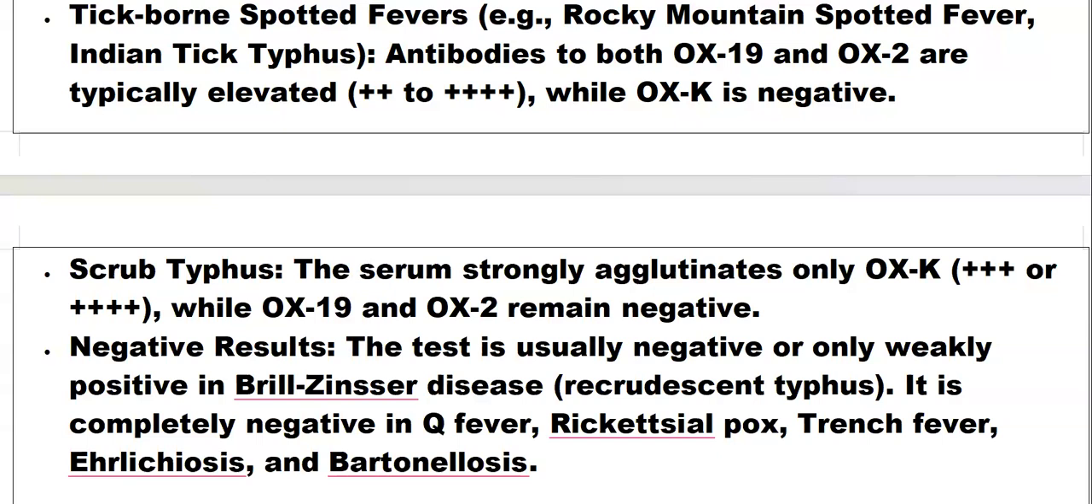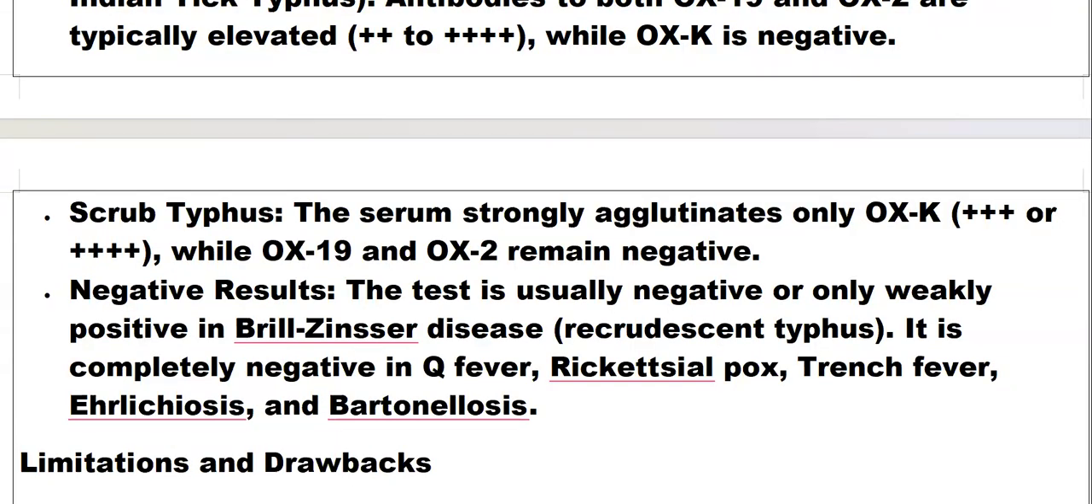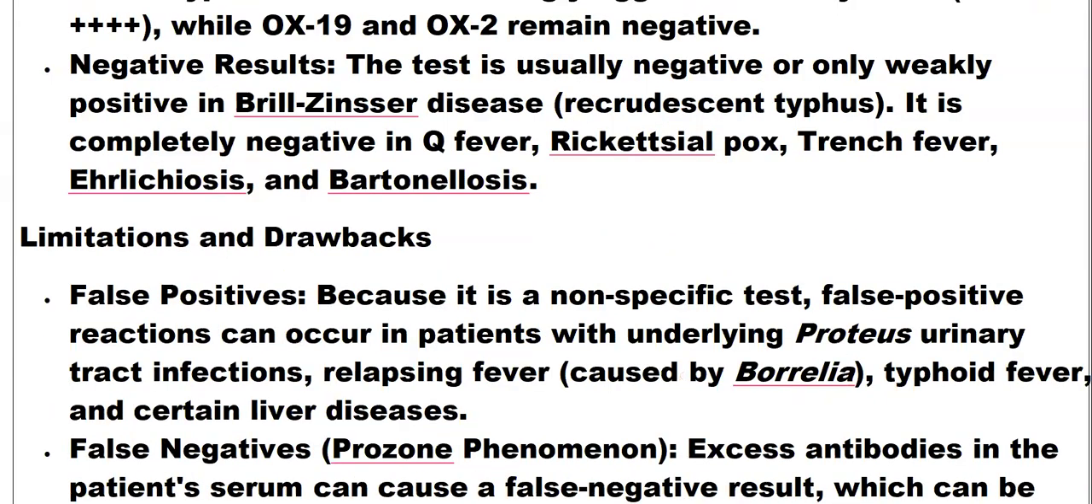Negative result: the test is usually negative or only weakly positive in Brill-Zinsser disease, that is, recrudescent typhus. It is completely negative in Q fever, rickettsial pox, French fever, ehrlichiosis, and Bartonellosis.